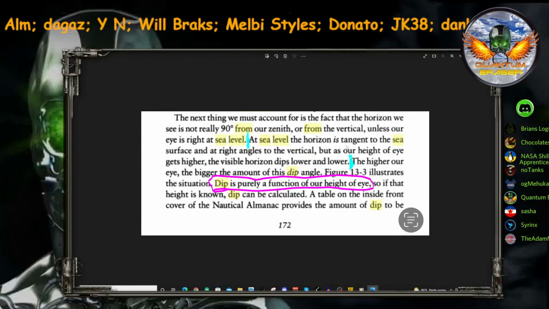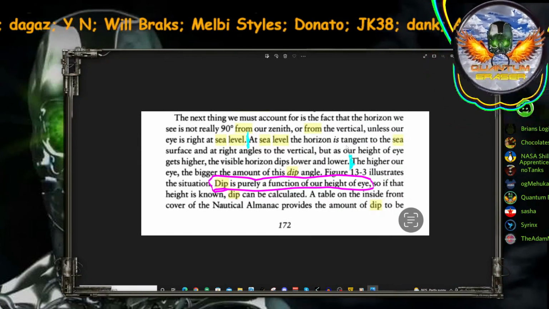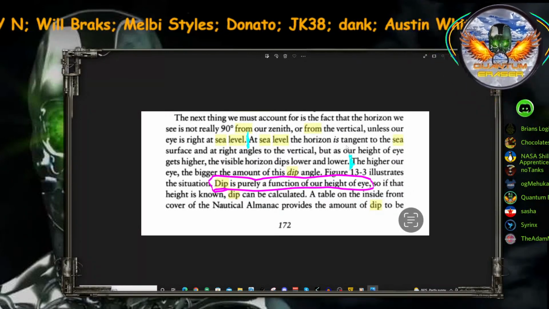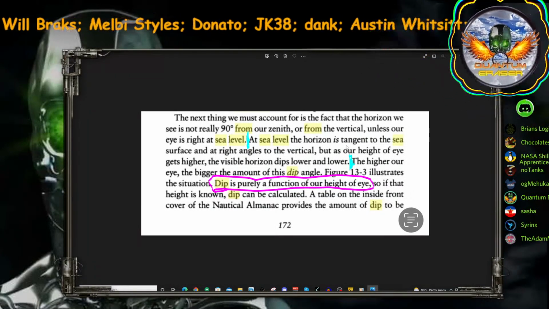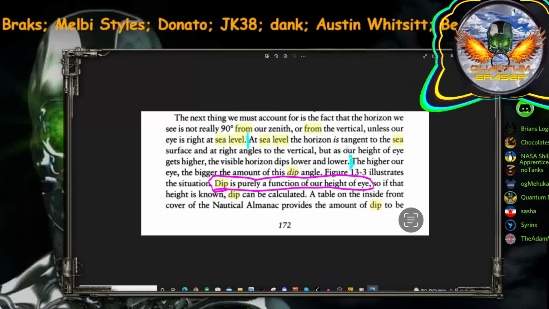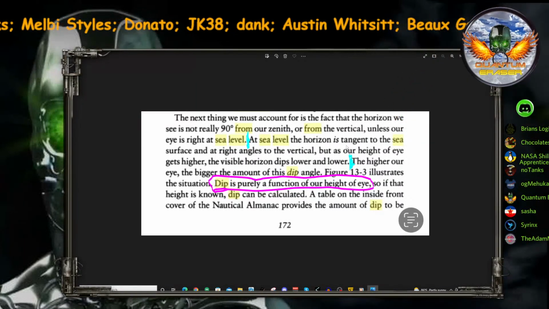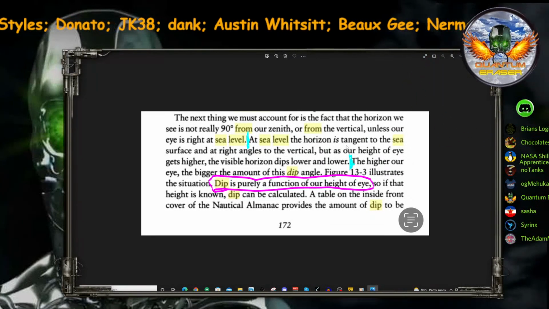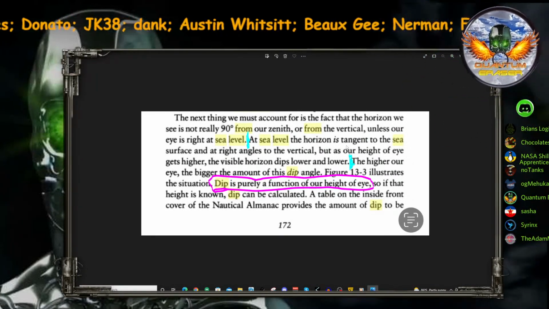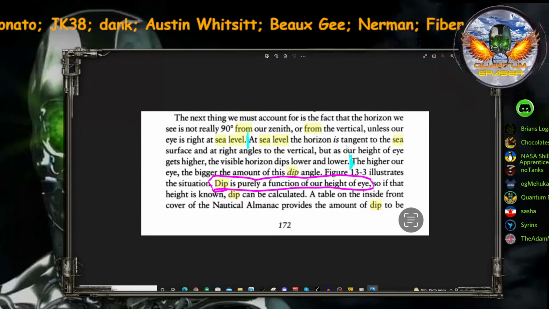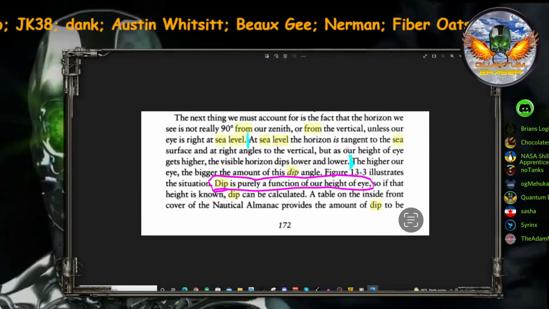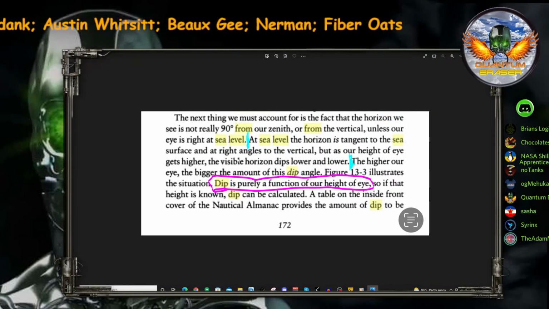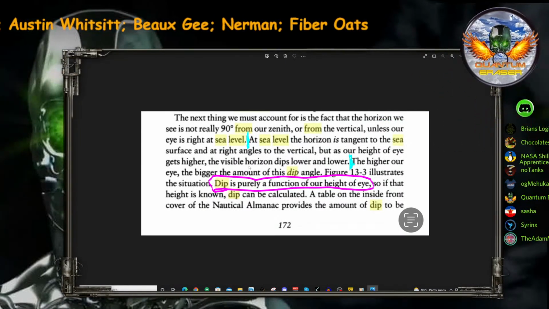This is all contradictory, convoluted nonsense. Now, the dip is purely a function of our height of eye is correct. However, he contradicts himself with the upper statement that the horizon dips. The horizon doesn't dip, number one. And even if it did, you just contradicted that statement with dip is purely a function of our height of eye. I hope everyone's getting this, folks. This is a belly laugher right here. Go ahead.